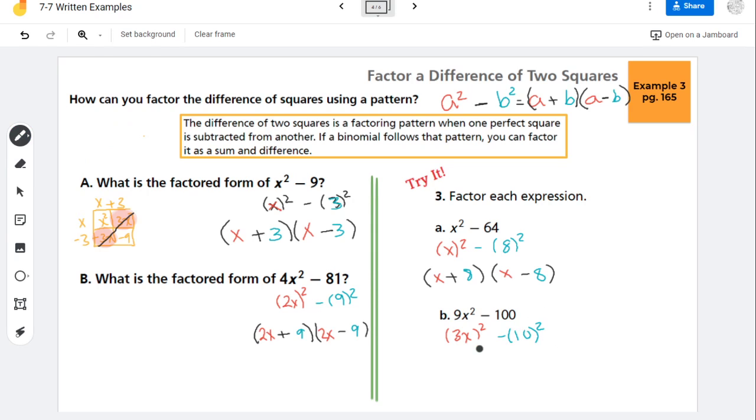So on part B here, 9x squared I called 3x squared. And 100 was 10 squared. And they're subtracted with a minus, so they follow our pattern. So I set up my two sets of parentheses, one with plus, one with minus. My 3x went first, so it goes in the front of each parenthesis. And my 10 went second, so it goes in the back of each parenthesis.